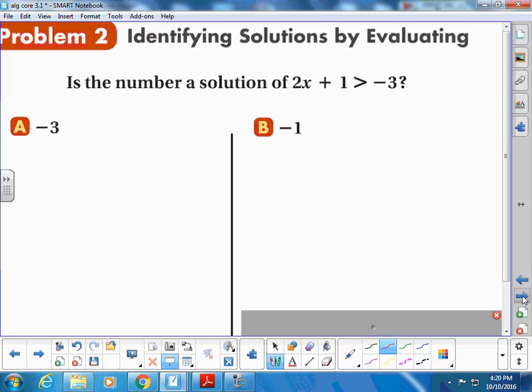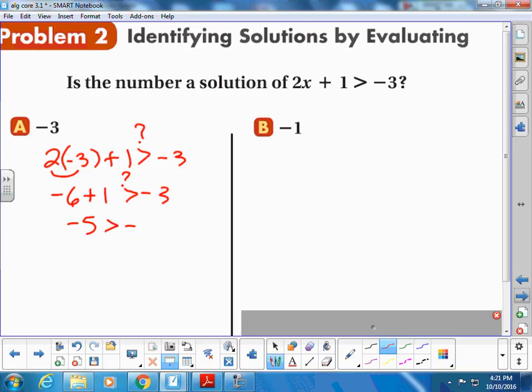All right, is the number a solution? Identify the solution by evaluating: is the number a solution of 2x plus 1 is greater than -3? We are just going to write it like we did with equations. So we're going to substitute in. So if we put in -3, we want to know if it's a solution. Does it work for x? 2 times -3 plus 1, is that greater than -3? Well, -3 times 2 is -6, plus 1, is that greater than -3? -6 plus 1 is -5. Is -5 greater than -3?